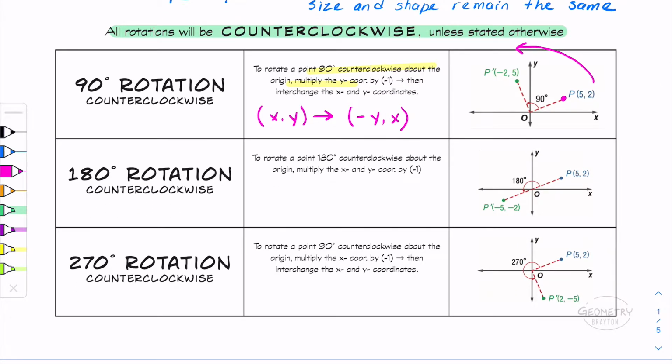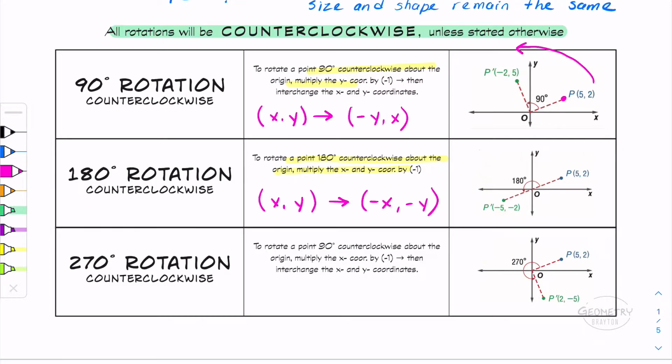A 180-degree rotation counterclockwise is when you multiply the x and y coordinates by -1, and that is it. You do not interchange any points. You just make each one of them negative. So x comma y for the pre-image point maps onto a -x and a -y value.